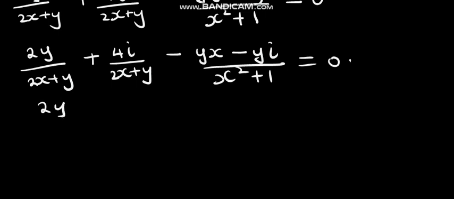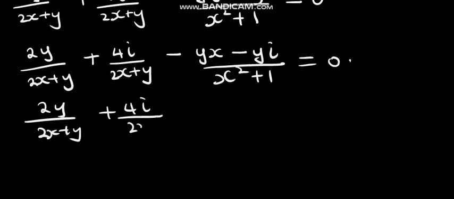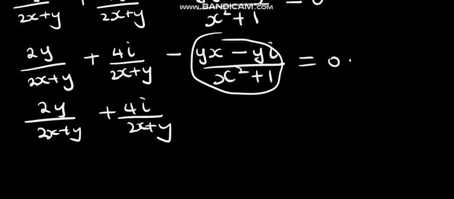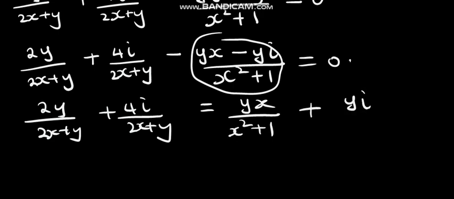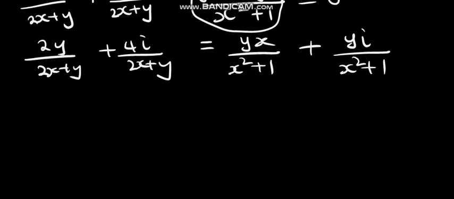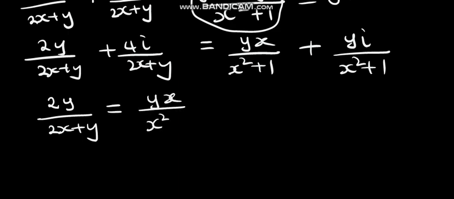So we shall have 2y/(2x + y) plus 4i/(2x + y), but transferring this on the right hand side, it will become a positive. So it will be yx/(x² + 1) plus yi/(x² + 1). So we shall equate the real parts from the left hand side to real parts on the right hand side. So we shall have 2y/(2x + y) is equal to yx/(x² + 1).